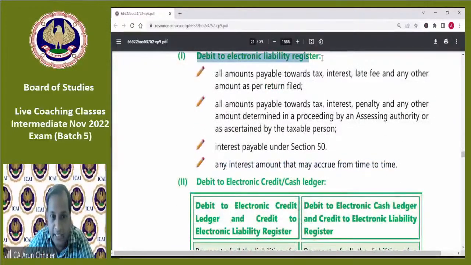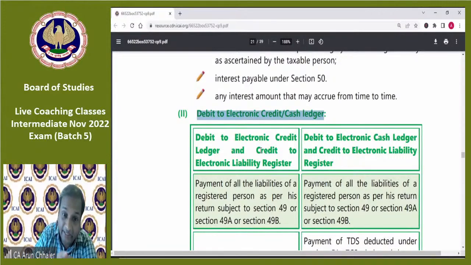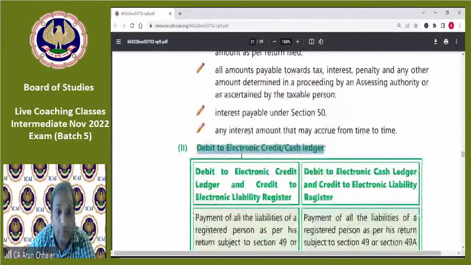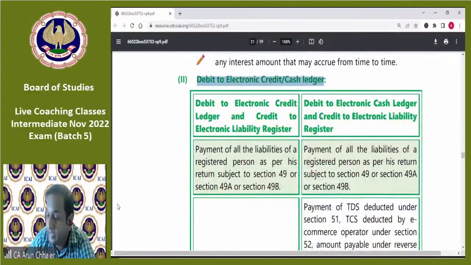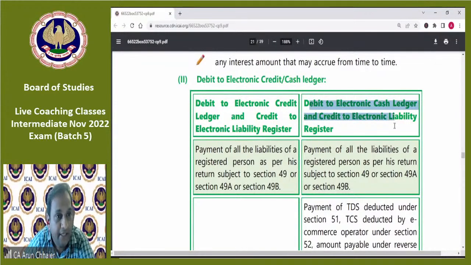Now, this is the debit to the electronic liability register. Now we are talking about debit to the electronic credit or cash ledger. Debit to the electronic credit ledger and credit to the electronic liability register. So whatever is being credited, it will be debited to the electronic liability register because you are making the payment of taxes. Payment of all the liabilities of a registered person as per his return, subject to 49, 49A, 49B. And debit to the electronic cash ledger and credit to the electronic liability register.